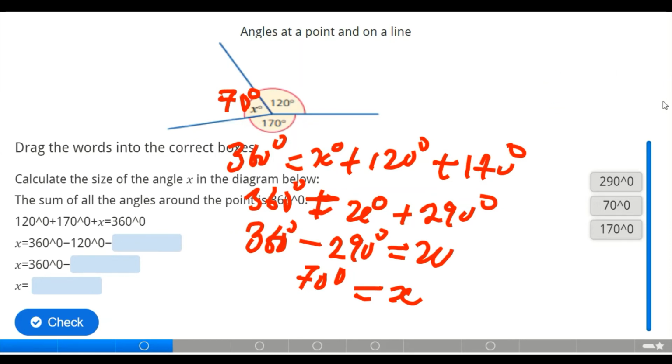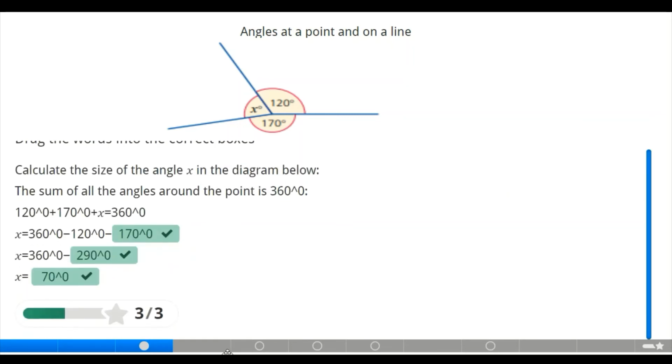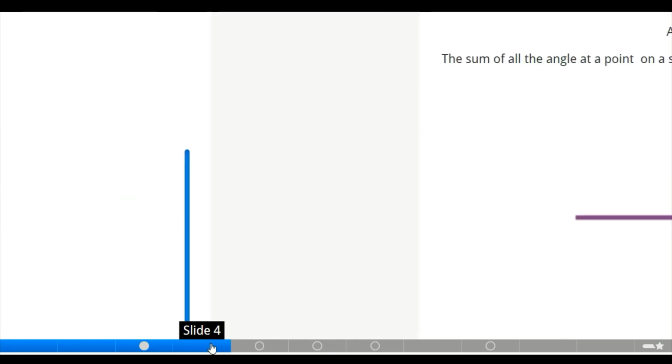Now let's put the right answer in our boxes and let's see what we have. We already made the arrangement. By bringing 120 and 170 to the other side, it changes from plus to minus. So 360 minus 120 minus 170 will give us minus 290, so 360 minus 290, and X will give us 70 degrees. Let's check. Okay, that's our arrangement, and our arrangement is correct.